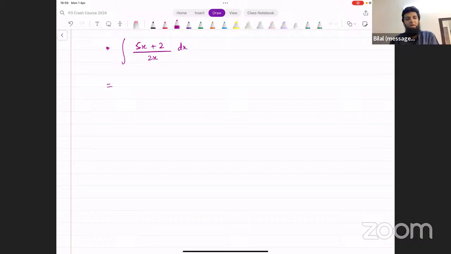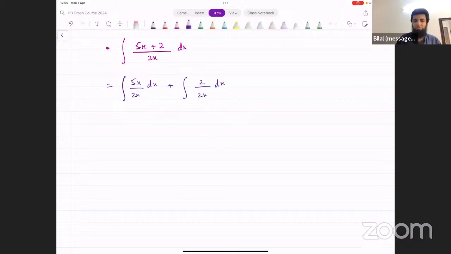Again, you can think of the rules that you have. What's the derivative of the denominator? 2. You can't have 2 in the numerator, so the ln rule does not work. It's not tan inverse form. You can't do partial fractions. But what you can do is break the numerator like this. You can write it as 5x over 2x with respect to x, plus 2 over 2x with respect to x.